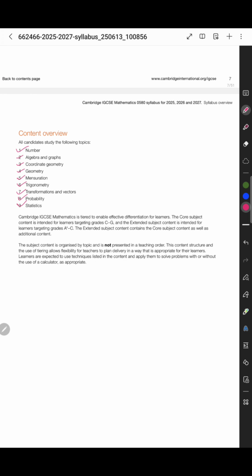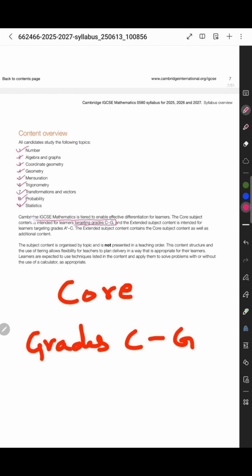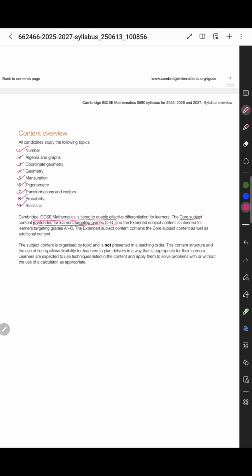Now let's talk about differentiation. Cambridge uses a tiered structure to make sure every student can achieve their best. The core content is aimed at learners targeting grades from C to G. The students who are targeting C to G could opt for this. That's our core. Whereas the extended subject content is intended for the learners targeting the grades A star to C.